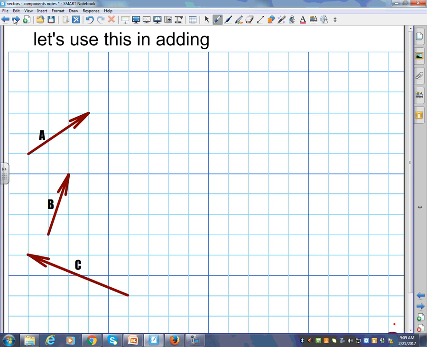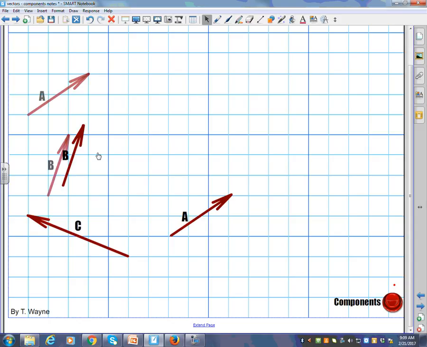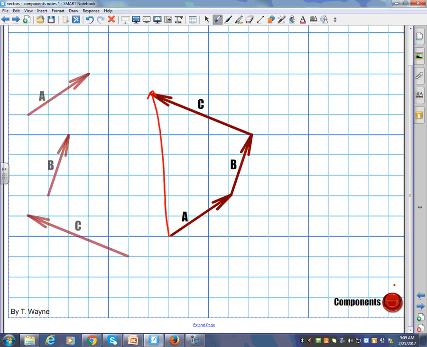Okay, so we're going to use this idea in adding. Here's how this works. I'm going to take a version of A. Let's start from right there. And I'm going to add, how do we add vectors again? Tip to tail. Right? And so the resultant would be from where you start to where you end, right?